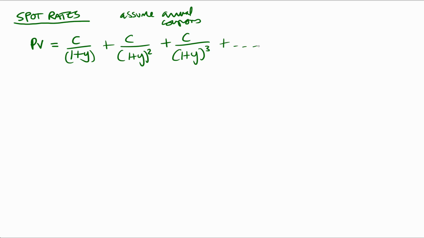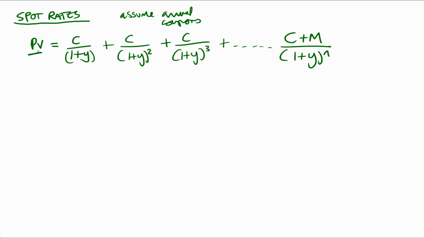Plus all the way up to however many periods there are, n periods, so the last coupon plus the principal divided by 1 plus the yield to the power n, right? If this is not familiar, please go back and see the videos on bond pricing and discounting. But we're effectively saying we're discounting each coupon payment by the same yield to maturity, the same rate, including the final one, and that gives us the present value or the price of the bond.